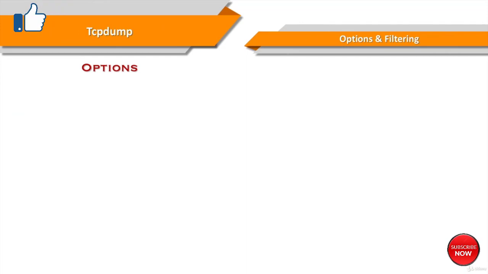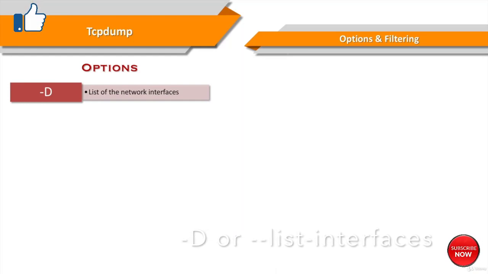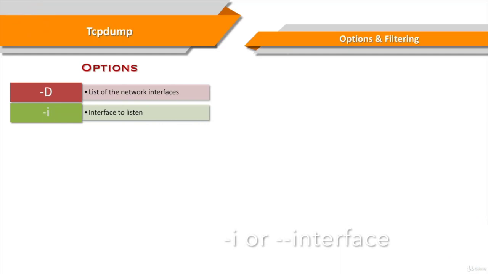These are some of the parameters you can use with the TCPDump command. -D, or --list-interfaces, prints the list of the network interfaces available on the system and on which TCPDump can capture packets. -i, or --interface, listens in on the interface. If unspecified, TCPDump searches the system interface list for the lowest numbered configured interface, excluding loopback, which may turn out to be, for example, eth0.